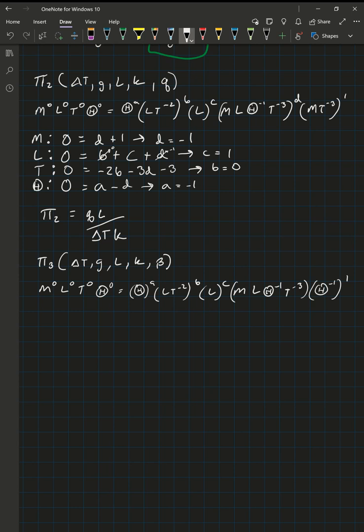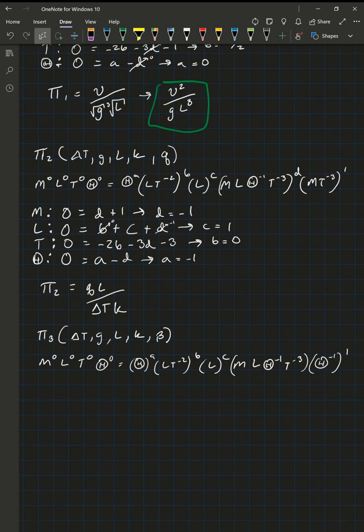So basically, I believe the last video left off before I was able to create this second pi group here. But essentially, it was the same thing as the first one. So what we had is we had our expression here, and we determined what each of these variables would be. So we had delta t to the power of -1, g to the power of 0, L to the power of 1, and then k to the power of -1, as well as q to the power of 1.